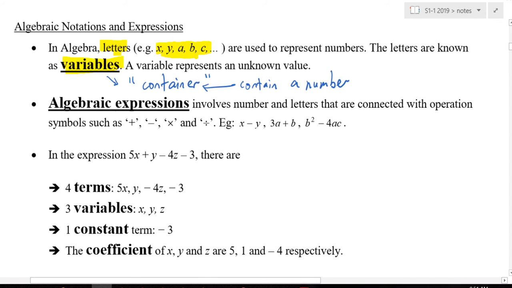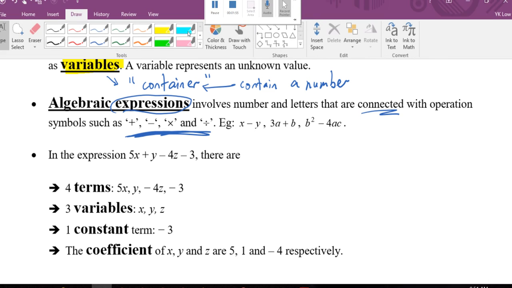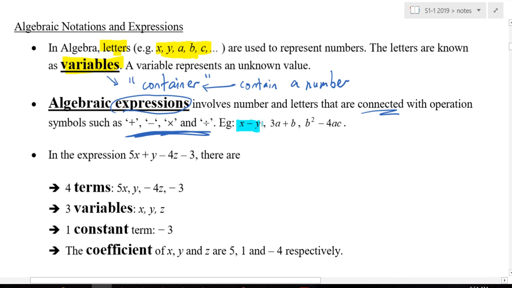Now, algebraic expression means it's connected with plus, minus, times, divide. So all these here are called expressions. X minus Y, 3A plus B, B squared minus 4AC. All these are called expressions.